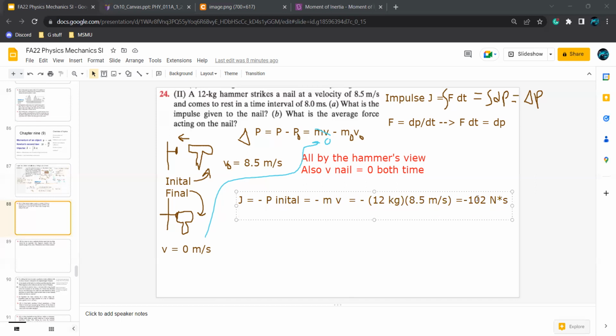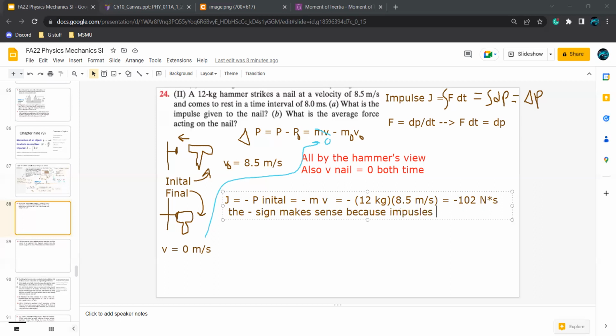Okay. Note that negative makes sense because this impulse is stopping the velocity, which does stop momentum.